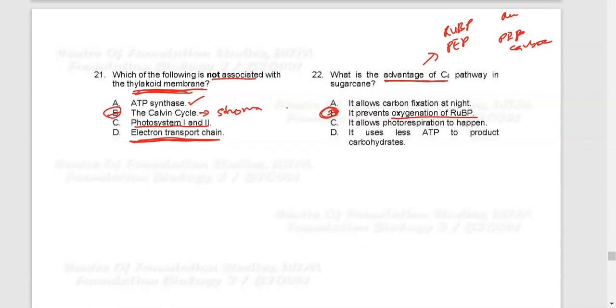So that's the end of part A for chapter 6, photosynthesis.